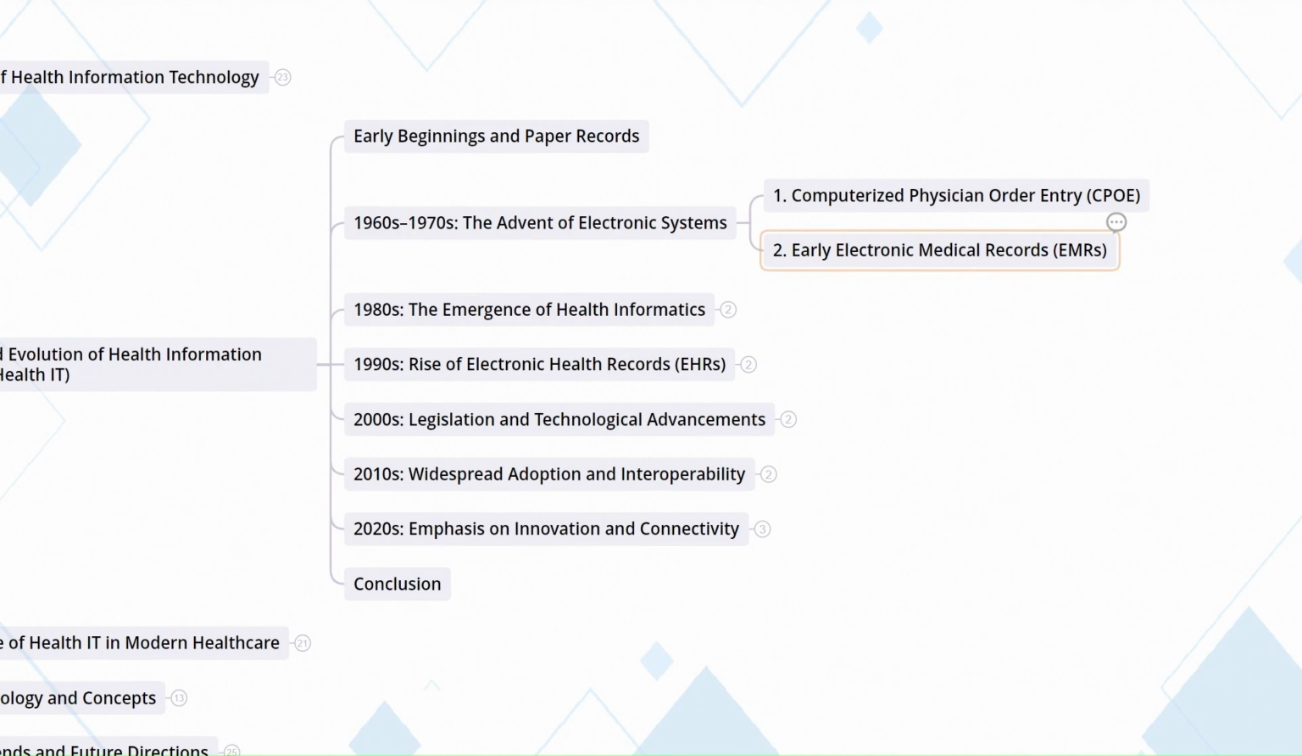Next, early electronic medical records, also referred to as EMRs. The first iteration of electronic medical records were developed primarily within large hospitals and research institutions. These early EMRs were rudimentary and mainly used for administrative purposes.